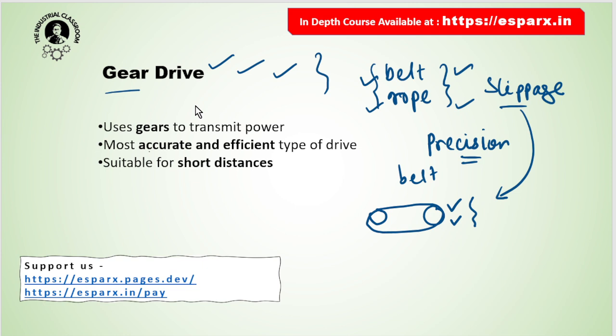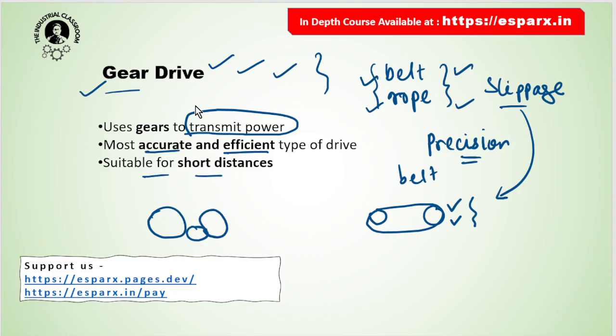Therefore, whenever it comes to accuracy, efficiency, or transmission of a larger amount of power, we use gear drive. It is most suitable for short distances. For long distances, we can use some idler gears in between. If these are two gears, then in between we can use some idler gears, 1, 2, 3, 4, 5, 6. But finally, it is not useful. We can get the motion, but it is not recommended to use so many idler gears, because there will be a large number of moving parts and a large amount of heat generation.